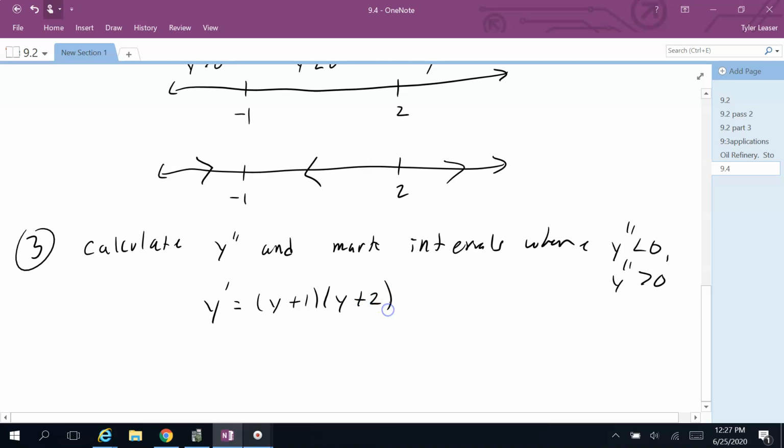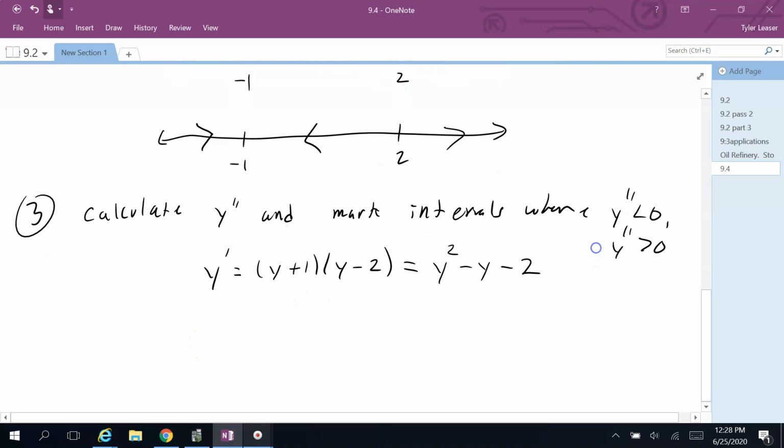So let's say that we have our differential equation here. I wrote it wrong. It's supposed to be y plus 1 and y minus 2. Let's find the second derivative. To find the second derivative, we're going to have to be careful because we're going to have to do some implicit differentiation stuff. So I'm going to go ahead and multiply out that right-hand side just by FOILing them together.